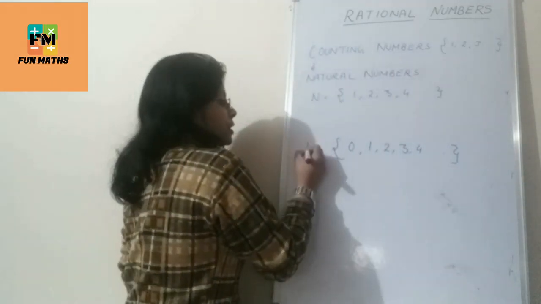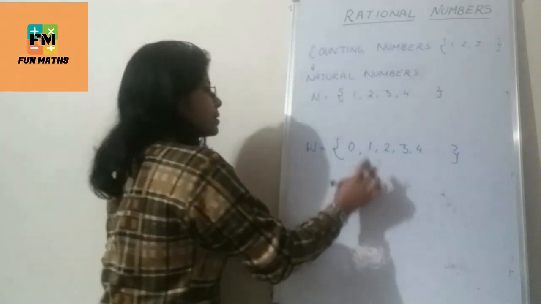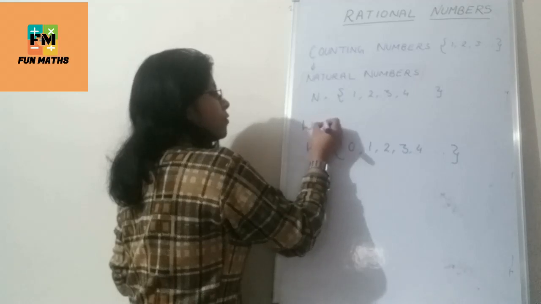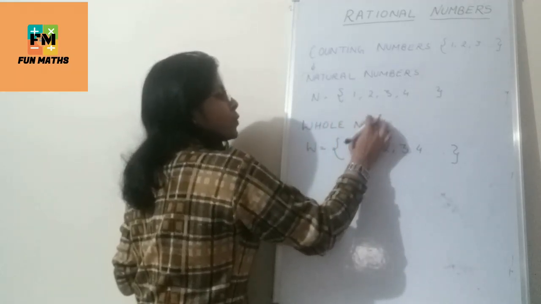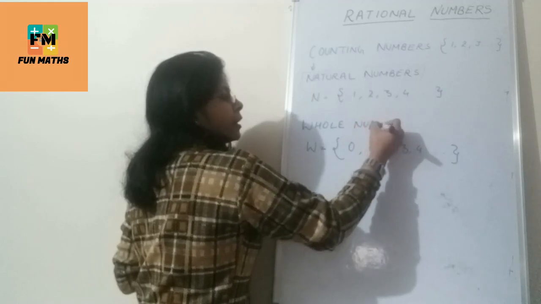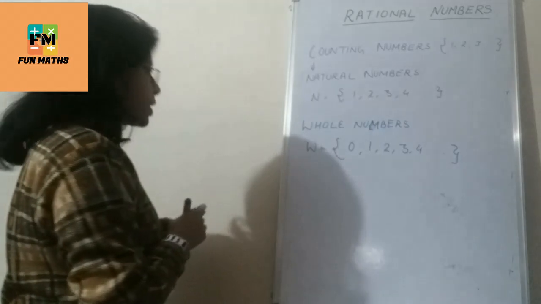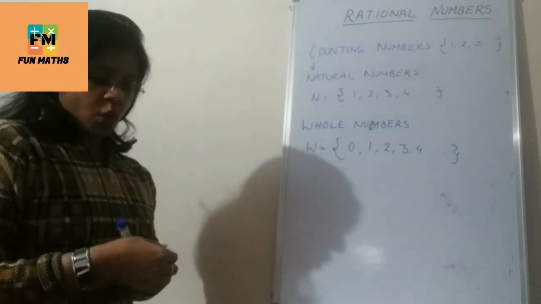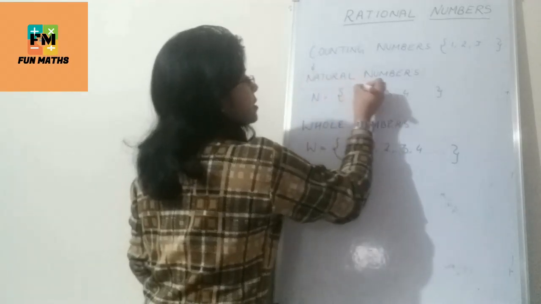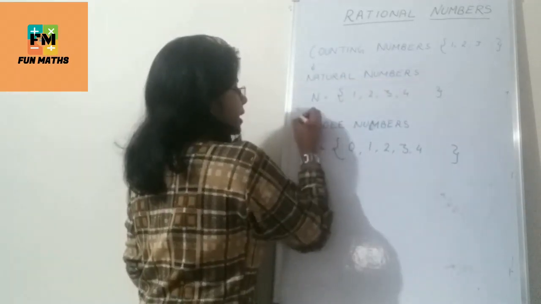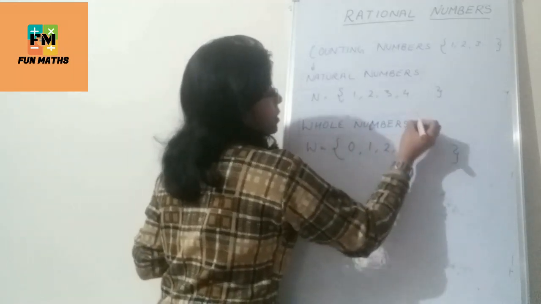Now this particular set is represented by the alphabet W, and this set is known as the set of whole numbers, right? So see, it's very simple. If we include 0 in the set of natural numbers, we get a new set, which is whole numbers, right? So the first set is natural numbers. The second type of numbers which we have learned is whole numbers, right?